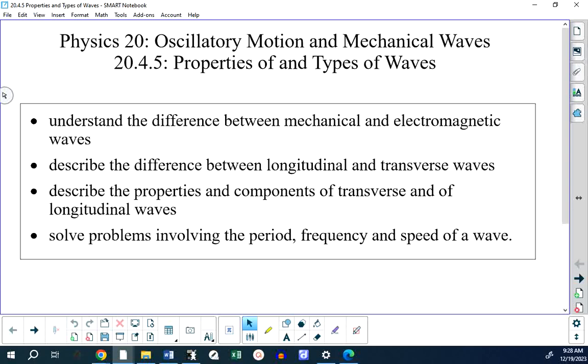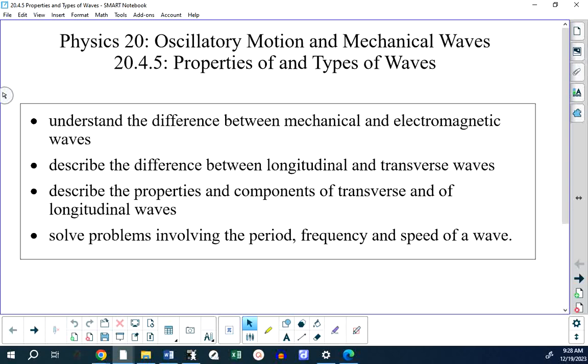There's 2 main types of waves, mechanical and electromagnetic. And mechanical waves, it turns out, can be longitudinal or transverse. It turns out electromagnetic waves are transverse, period. The unit in Physics 30 that we study in detail dealing with waves is called electromagnetic waves or electromagnetic radiation.